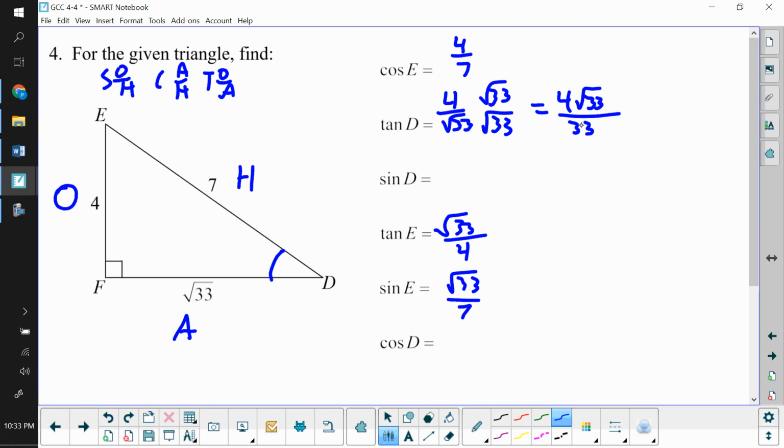Sine from D, we're just opposite over hypotenuse, so we have 4/7. And cos from D, we have A over H, the adjacent over hypotenuse, so that's square root of 33/7. Now, one thing to note that will come into play later in the unit, notice that the cos from D is equal to the sine from E, and that the cos from E is equal to the sine from D. So cos from one acute angle equals the sine from the other acute angle, and vice versa.